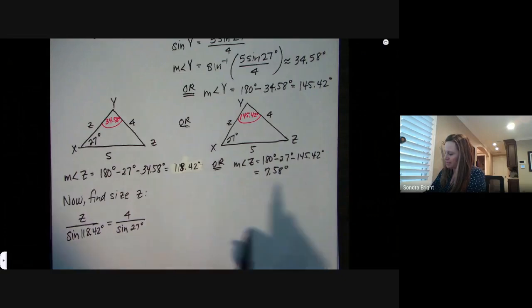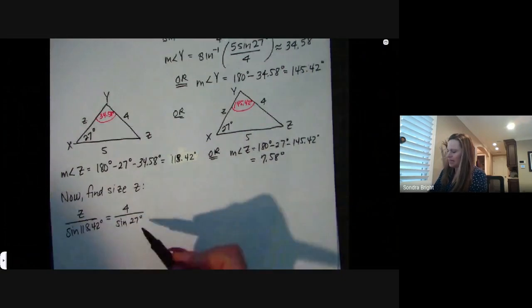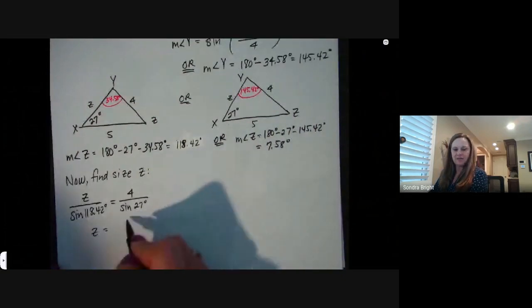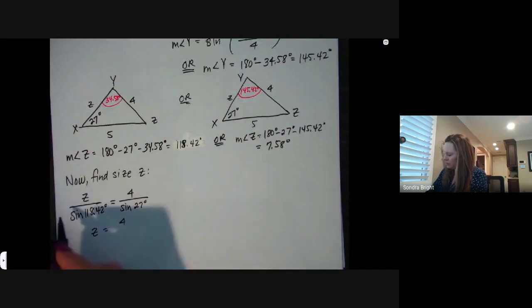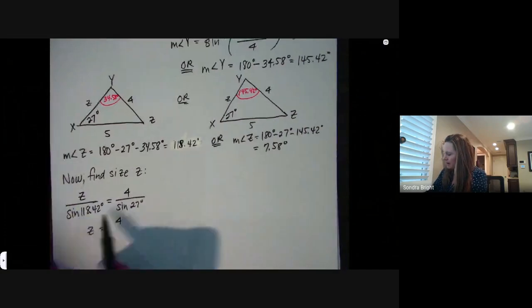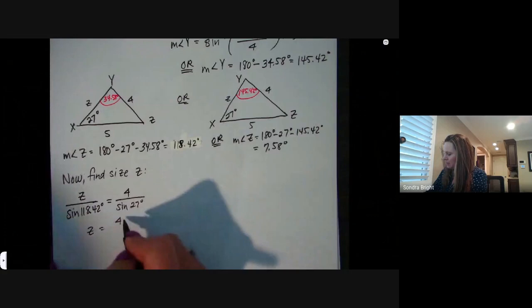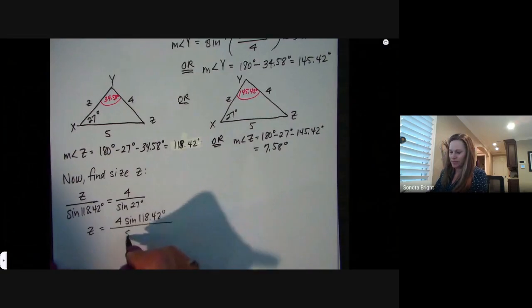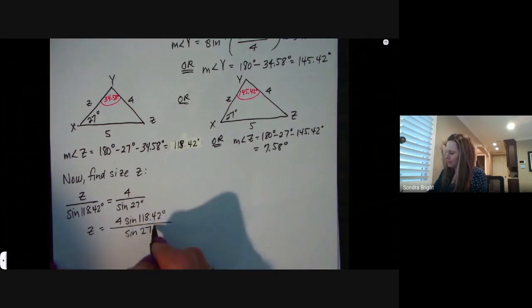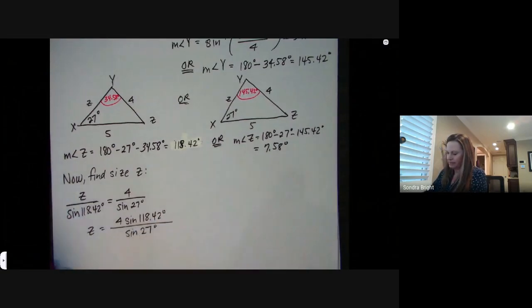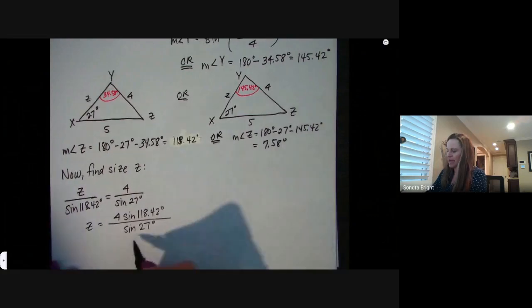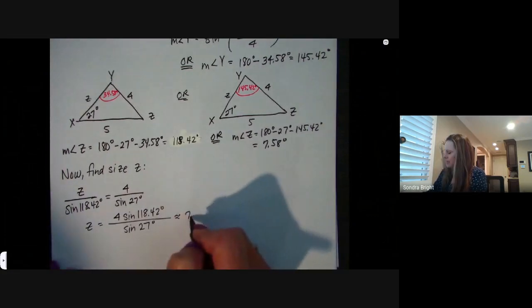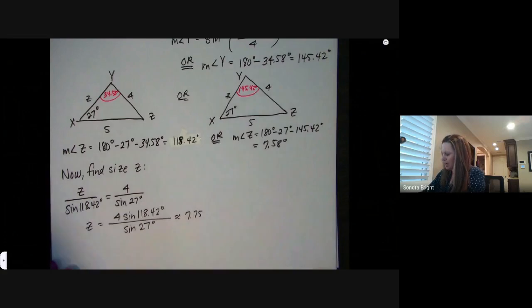Okay, so solving for this, that means Z will equal, I need to multiply both sides by sine of 118.42. So 4 times sine of 118.42 degrees divided by sine of 27 degrees. And you will get approximately 7.75 when you get that. Do the same thing for this triangle.